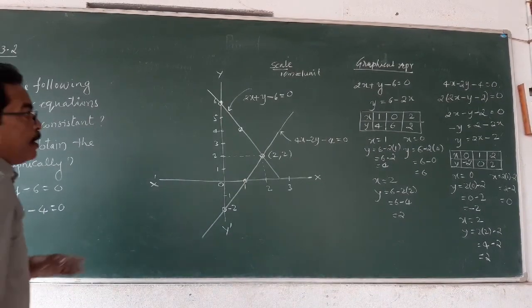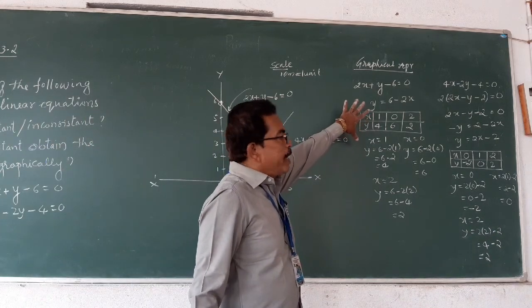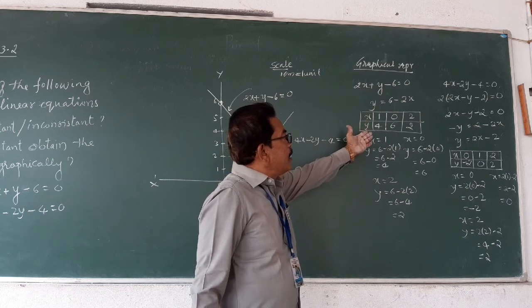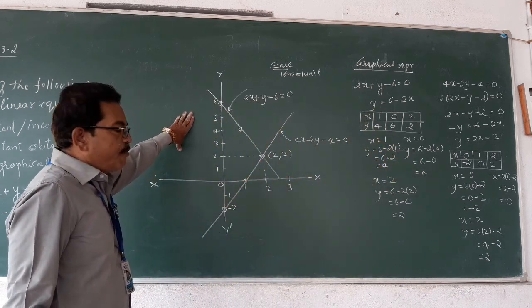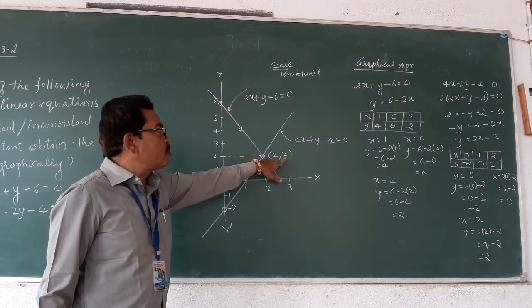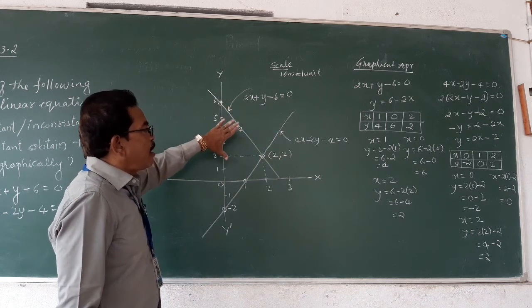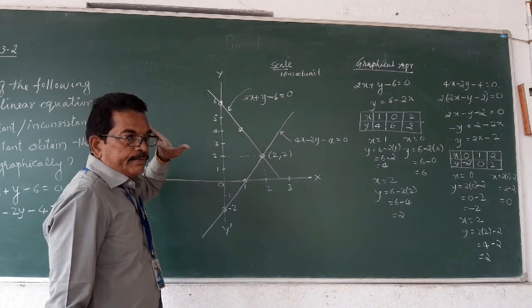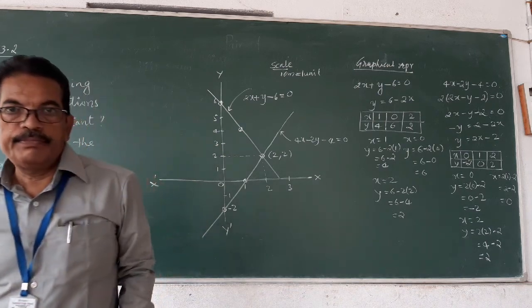See, I have already prepared the tables for these two pairs of linear equations. According to this tabulation, I have prepared a graph which has a solution x equals 2, y equals 2. You have the graph, so plot the graph accurately. Okay, let us move to the next one.